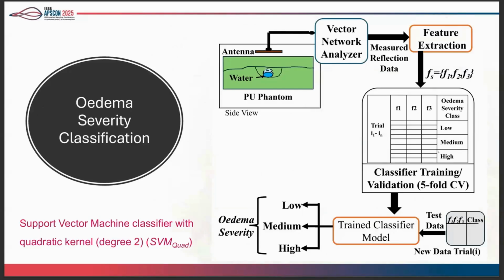Here it shows the whole setup. We use the VNA, which is attached to our antenna. We took the reflection data, extracted these features, and that acted as a feature vector with which we trained our classifier. Finally, when a new set of data with a certain volume of water came, we were able to classify it based upon different edema severity, that is low, medium, and high categories.